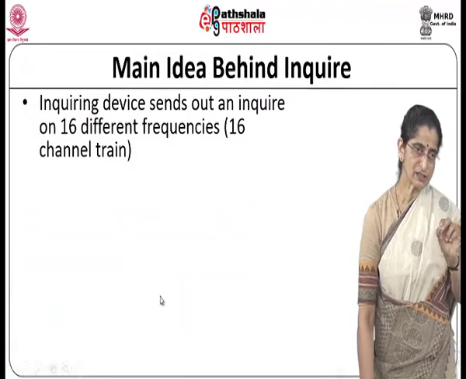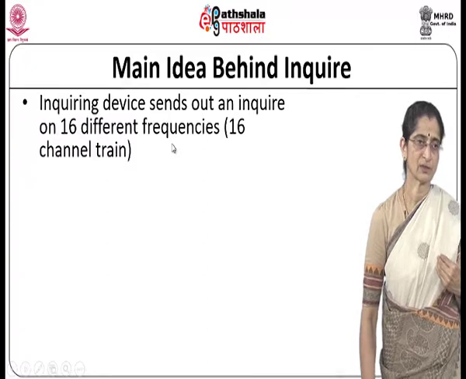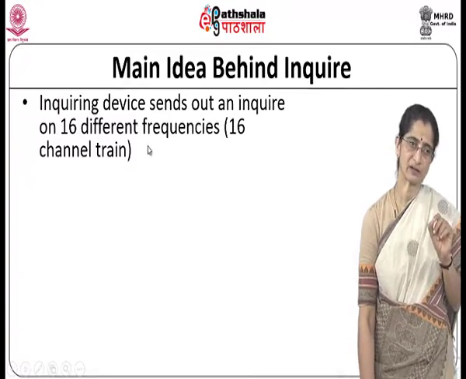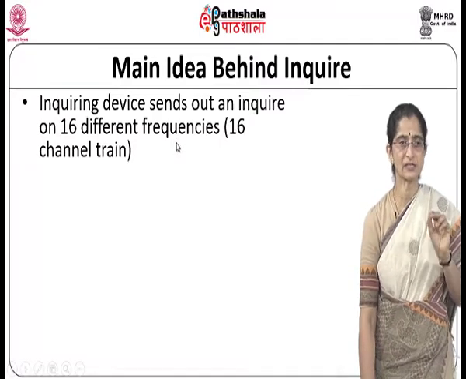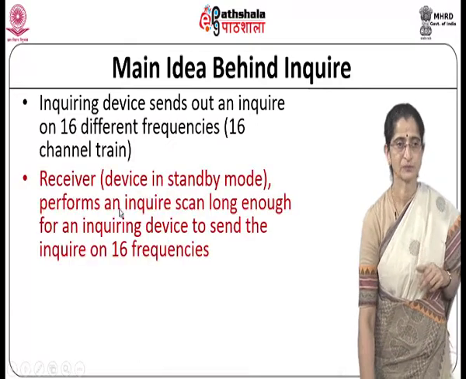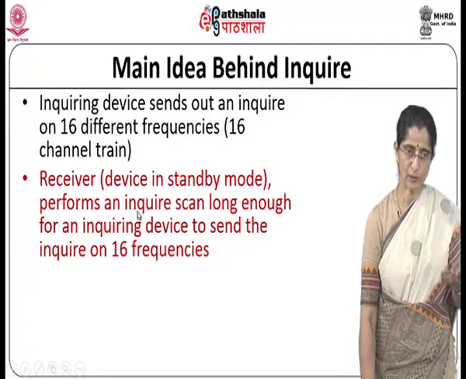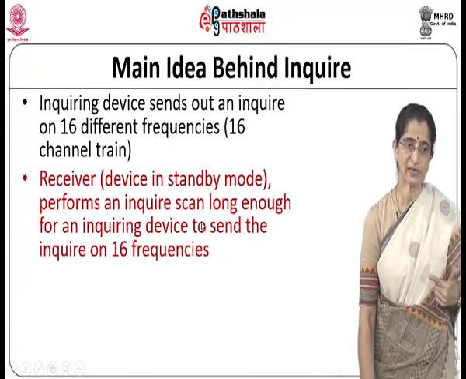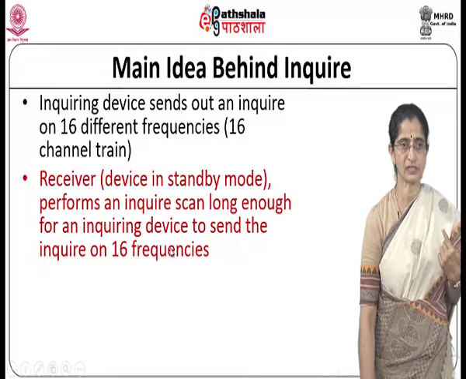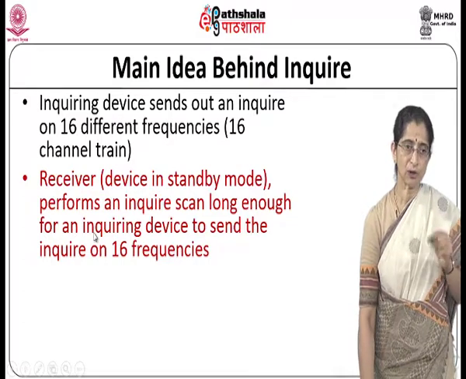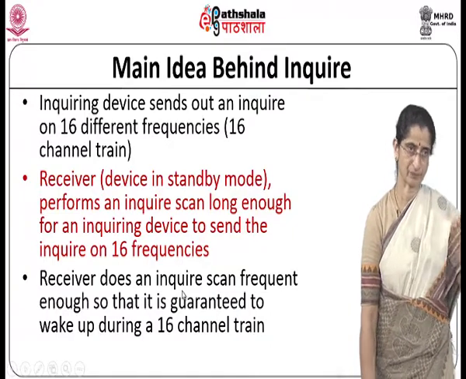Now the main idea behind this inquiry state is the use of various frequencies. We said the inquiring device will send out an inquiry message on 16 different frequencies, which is called a 16 channel train. That is the term that is used. The receiver, which is in a standby mode, moves to an inquiry scan mode and performs an inquiry scan for a period long enough for an inquiring device to send the inquiry on the 16 frequencies. So it should be able to receive those inquiry messages that are being sent.